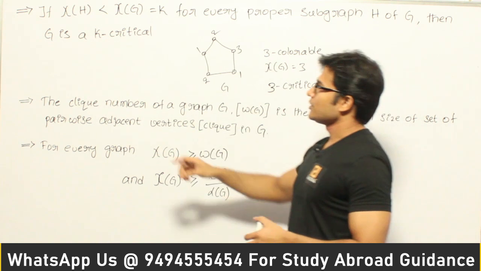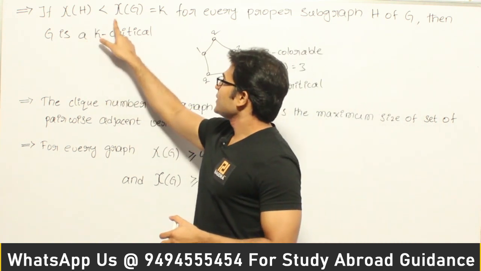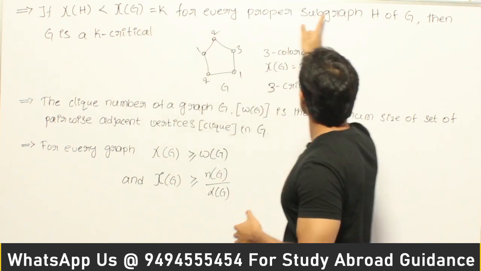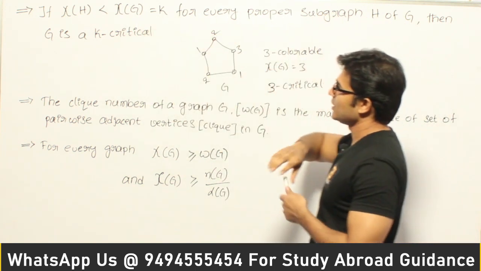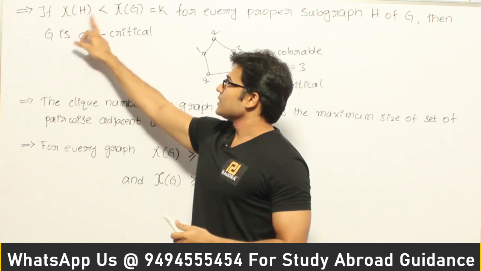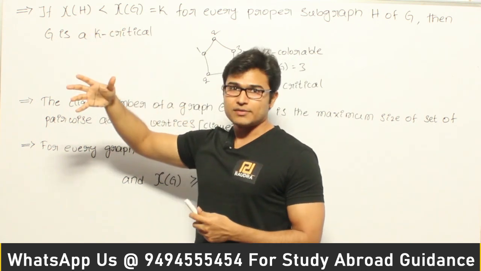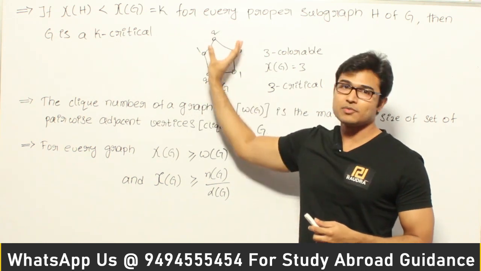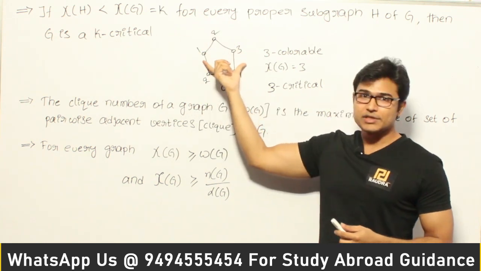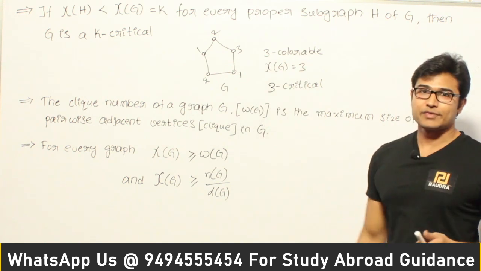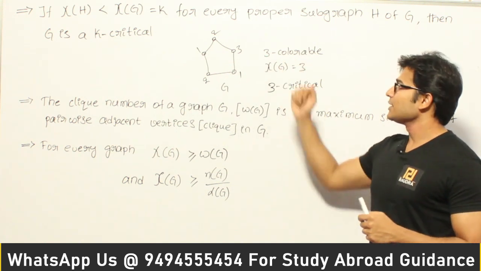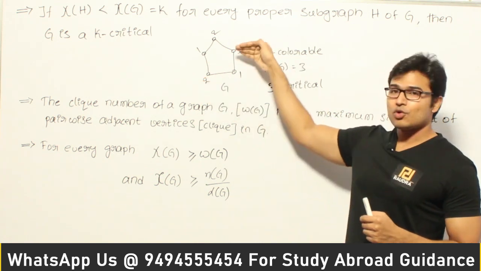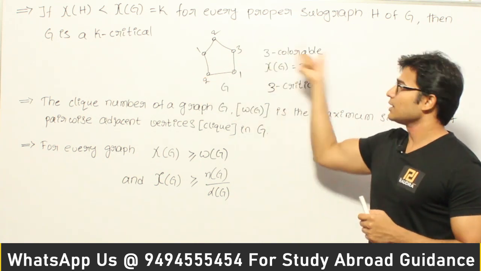So see this, what is this? If χ(H) is less than χ(G) for every proper subgraph H of G, right? So this point is saying that whatever subgraph you take, for all of them, the chromatic number should be less. Now in this example, if you check it, this is 3 colorable, because you definitely need 3 colors to color it properly. You cannot color it properly using 2 colors. That is why it is 3 colorable.